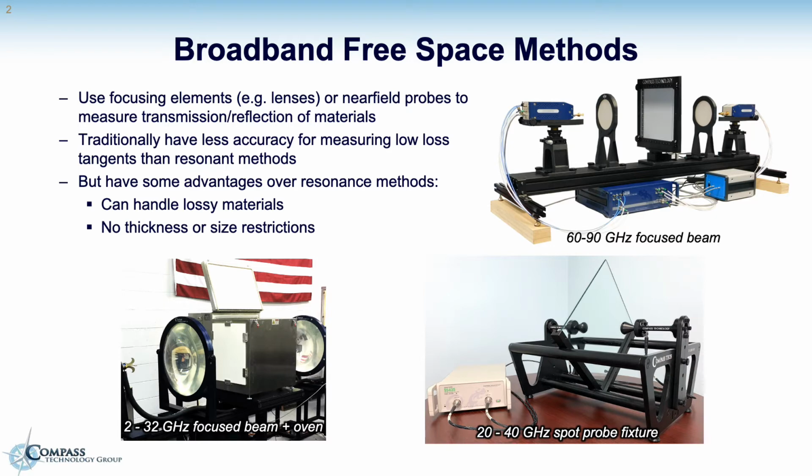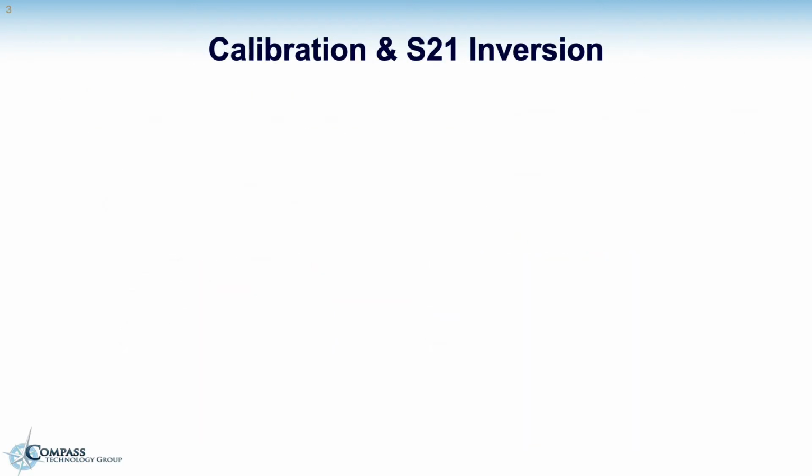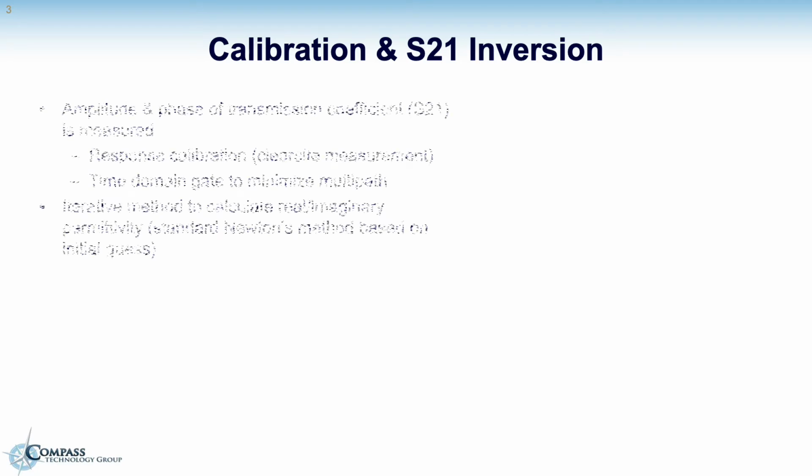But there's an Achilles heel. These free space methods usually suffer from having low sensitivity to measuring low loss tangents. And this is in comparison to other methods such as resonant fixtures. So before I get into the sensitivity improvements that we talk about later in the paper, let me first give you a quick overview of calibration and inversion that we use for dielectric measurements.